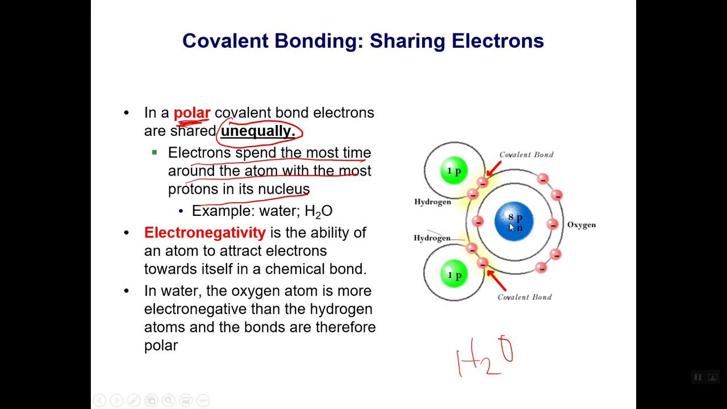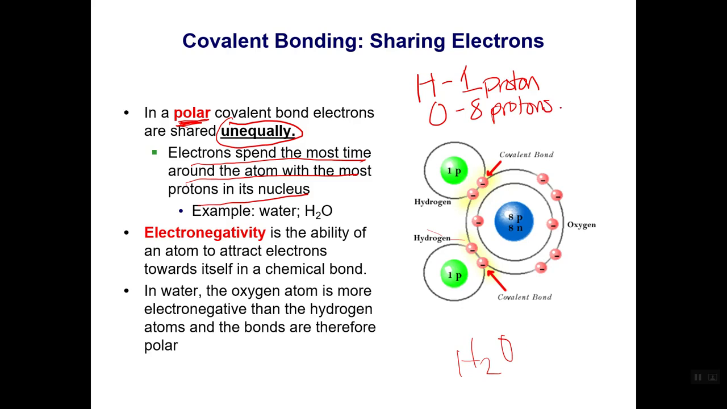Now, which one has more protons? Oxygen or hydrogen? Look at your periodic table. Hydrogen is atomic number 1. It's the very first atom. That tells us it has 1 proton. Oxygen is number 8. It has 8 protons.